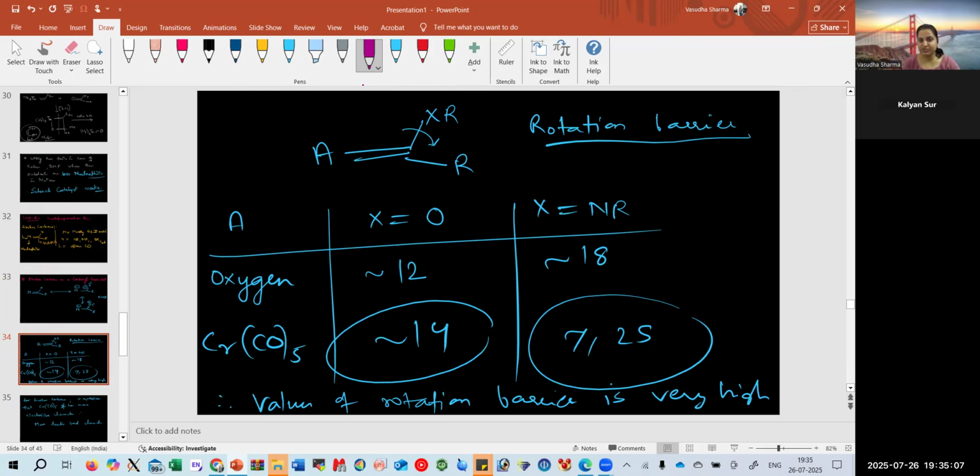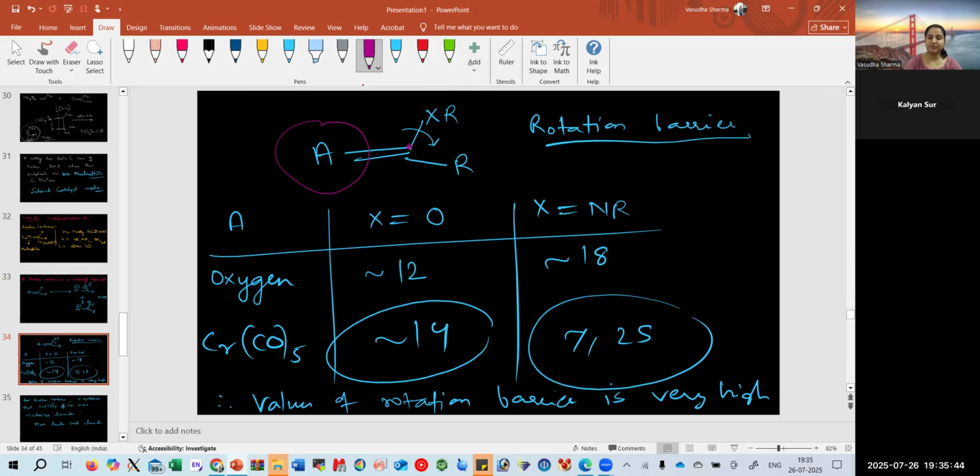Here the rotation barrier of this C-X bond is very, very important. If that rotation barrier is very high, that means the electronegative character of this group is high because of the double bond character also. So everything becomes higher, and that ensures more double bond character, and it can be used for more proper application. When we had oxygen here, the rotation barrier was calculated as 12 in the case of OR. In the case of NR, it was 18. When we introduced Cr(CO)5, that means in the case of the Fischer carbene, it turned out to be 14 and greater than 25.